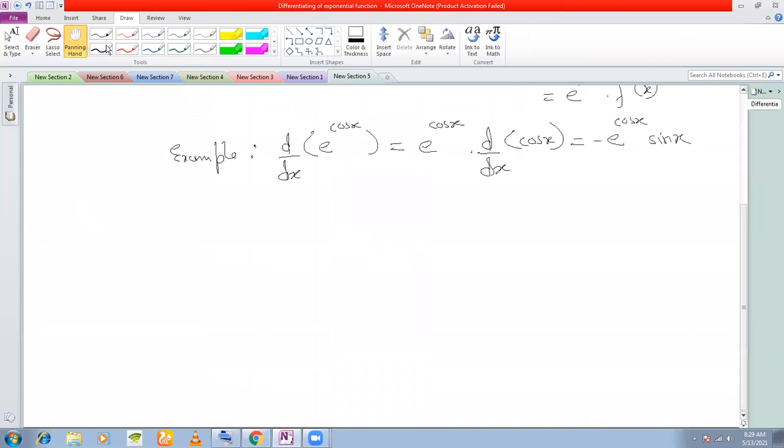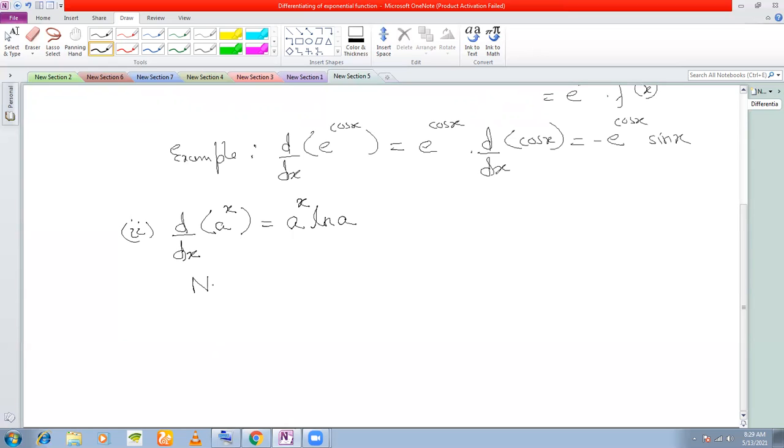The second result that you must know is that d/dx of a to the power of x. You know what is a? A is any real number. It is a to the power of x into ln a, natural log of a. Or you write e to the power of x log a also. Okay, this is the next result that you must know.